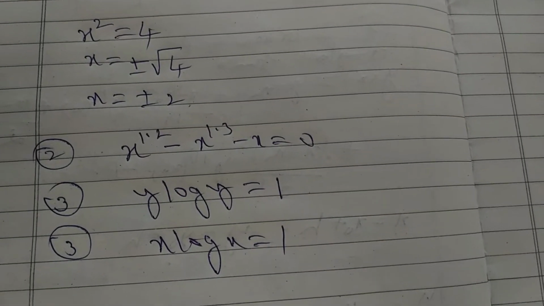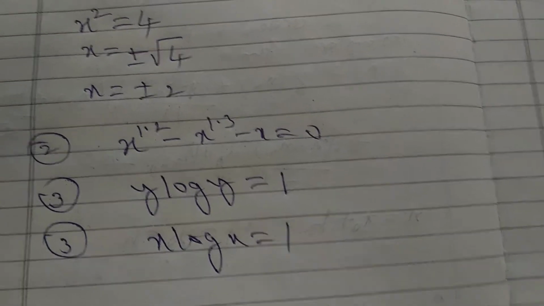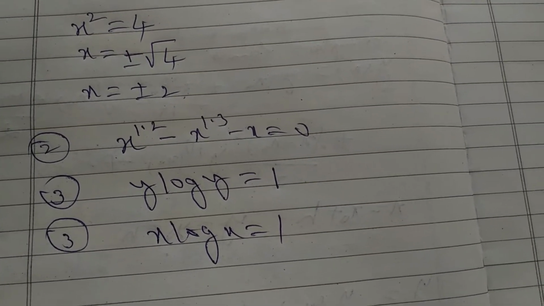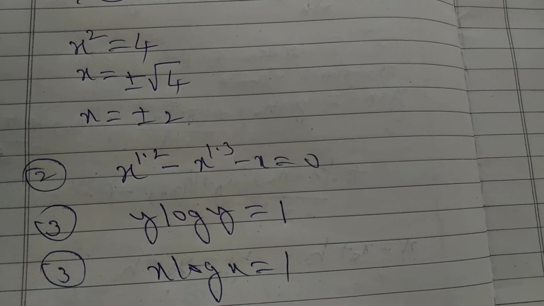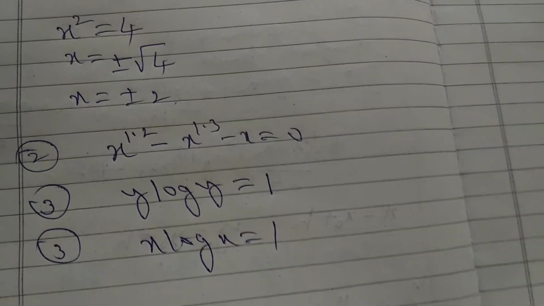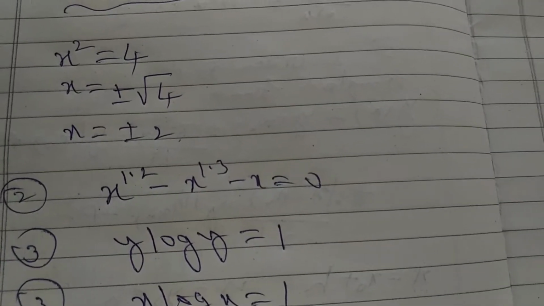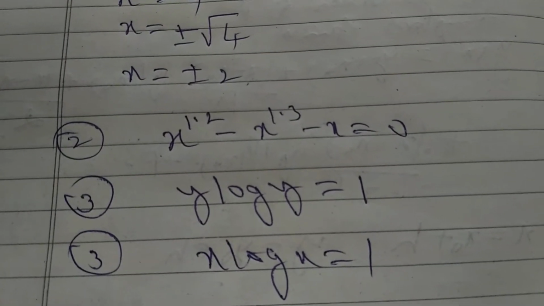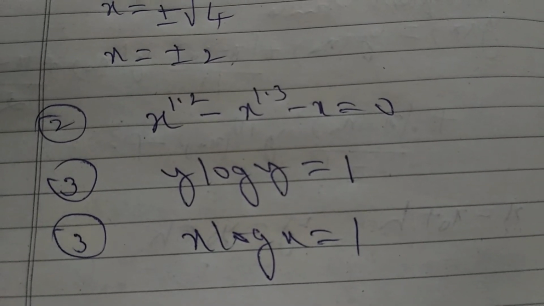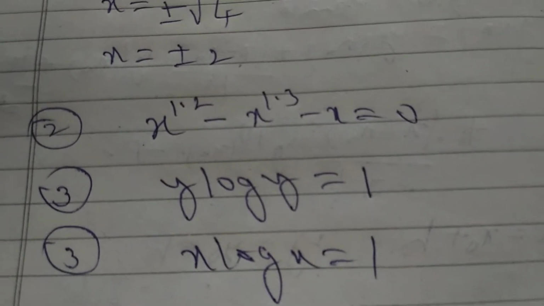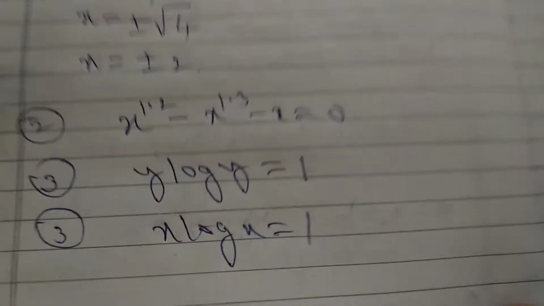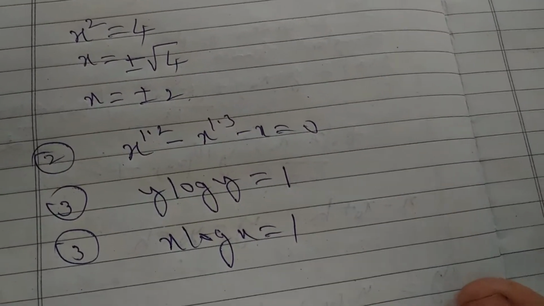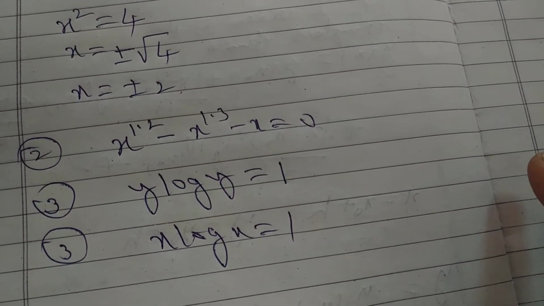See, here there are three equations. How do we find their solutions? It is not possible to find the solution of these three equations analytically. Analytically means, for the first problem, x squared is equal to 4, x is equal to plus or minus 2 is the solution, and we get it analytically. But the second equation, x to the power 1.2 minus x to the power 1.3 minus x is equal to 0, or y log y is equal to 1, x log x is equal to 1, these types of problems cannot be solved analytically. Then you have to use other methods, namely numerical methods.